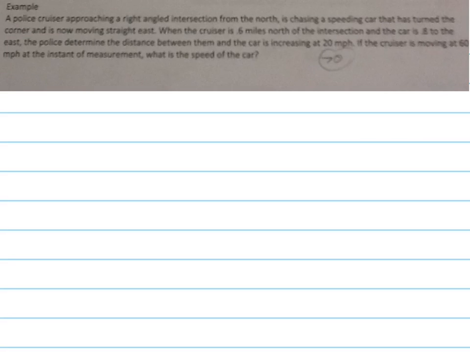Here's another classic related rates problem. A police cruiser approaching a right-angled intersection from the north. So here's the intersection, and he's approaching it from the north, is chasing a speeding car that has turned the corner and is now moving straight east. So the other car is moving straight east already. So we'll call this X, we'll call this Y.